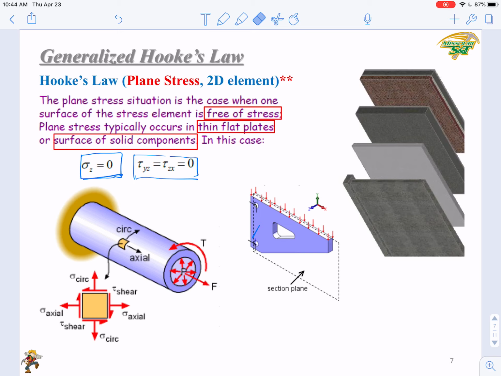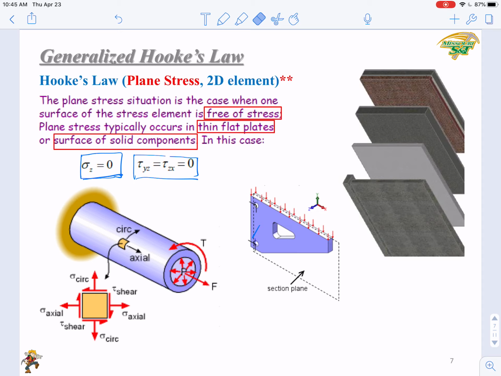In these cases, since one of the surfaces or one of the directions is free of stress, we normally assume that sigma z equals 0. So you have normal stresses along x and y direction, but no normal stresses along z direction. And tau yz and tau zx also equal 0. Those are the conditions for plane stress situation. If a structural member can fulfill these conditions, you can consider this a plane stress situation.